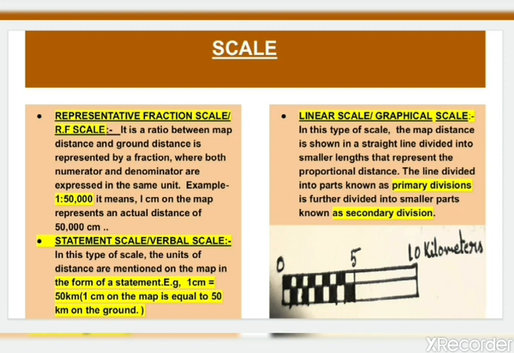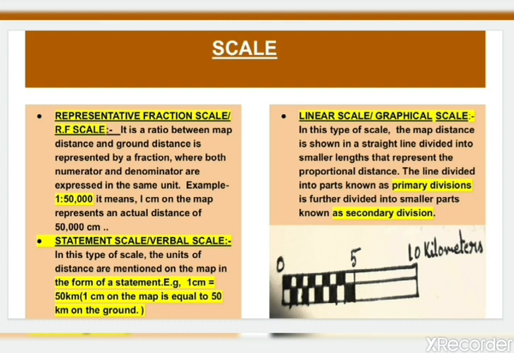For example, 1 is to 50,000 means 1 centimeter on the map represents an actual distance of 50,000 centimeters. Representative fraction scale is also known as RF scale. It is also called universal scale because we can change the unit according to the size of an area.